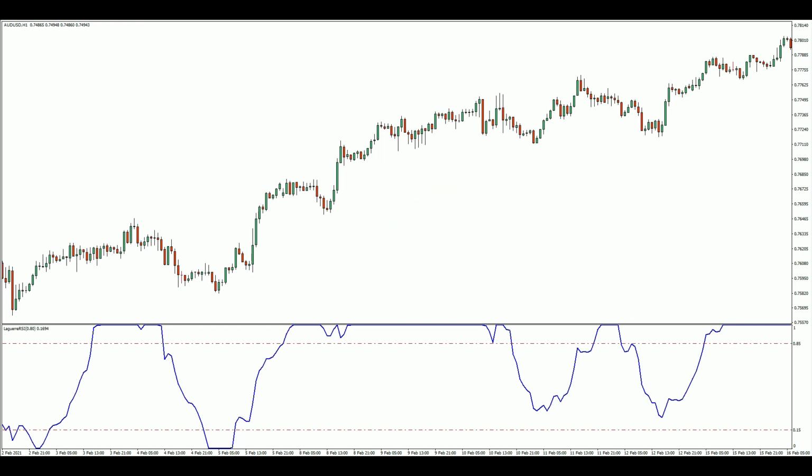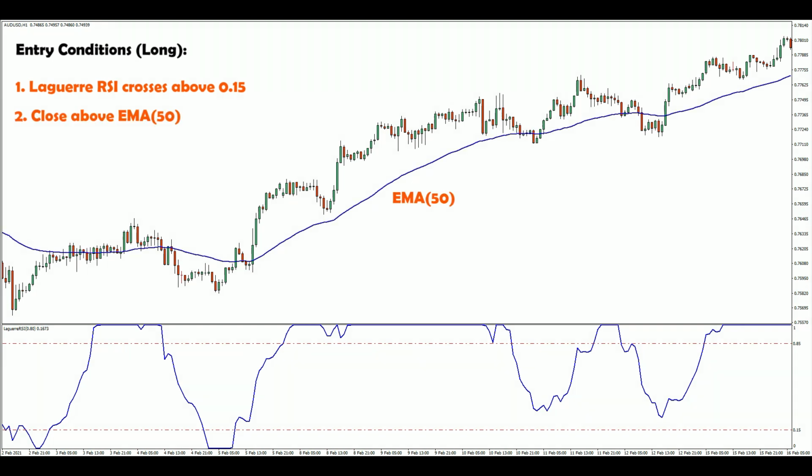Let's try this trend following approach and add a couple of supporting entry conditions. I want to trade in the direction of the longer-term trend, so for longs, I will first look for prices to close above the 50-period EMA. I also want to exploit the higher volatility during the London session, so I will limit my entries to the 10 to 18:00 hour window. Looking at the chart, this 10 AM bar here satisfies our entry conditions. The Laguerre RSI has just crossed above 0.15, and prices have closed above the 50-period EMA.